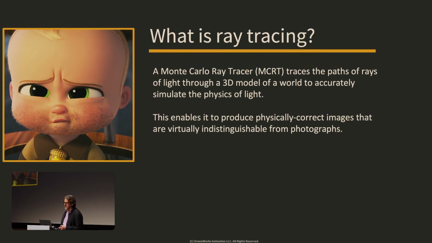An MCRT renderer tries to emulate real-world light transport as accurately as possible, at least when we want it to. Sometimes we bend the rules to depict very unique and inventive worlds. And I should mention, most of the images that you're going to see in this slide deck were renders from MoonRay.